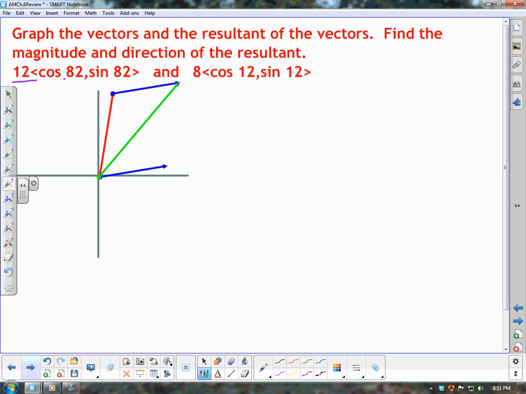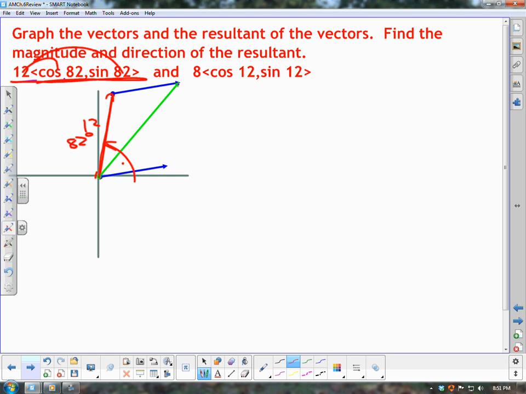All right, now graph the vectors and the resultant vectors. Find the magnitude and direction of the resultant. Well, I've already graphed them and given you what the result looks like. So the blue one is 12 cosine 82, sine 82. Actually, no, that's not the blue one. That's the red vector, this one, where this angle is 82 and the magnitude is 12.